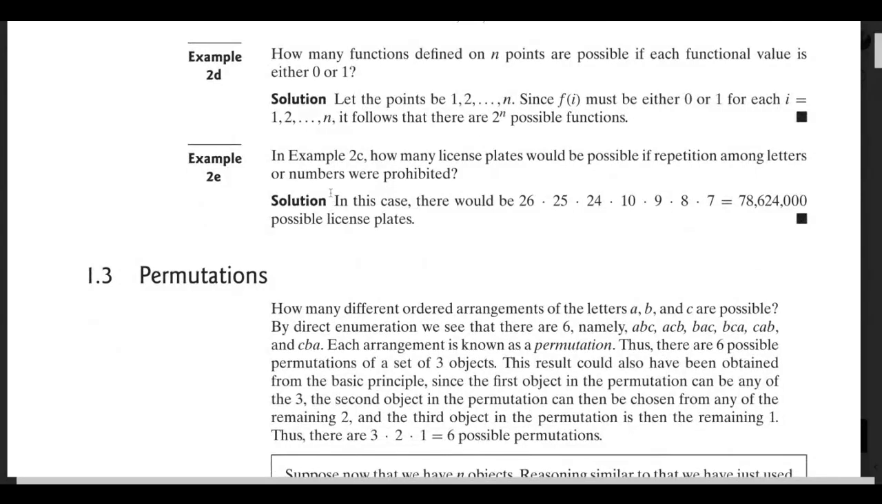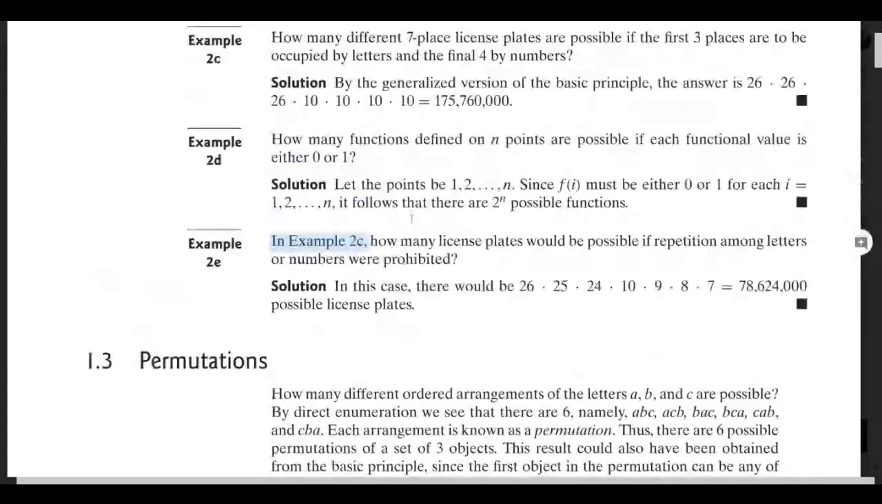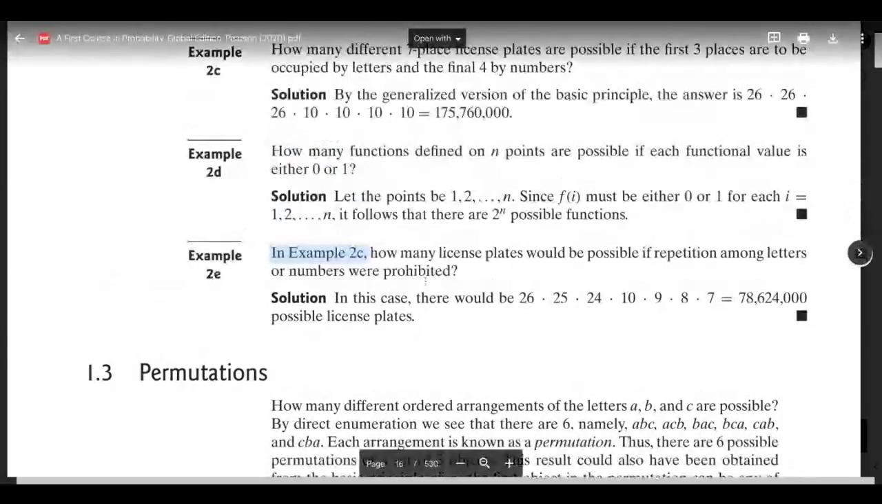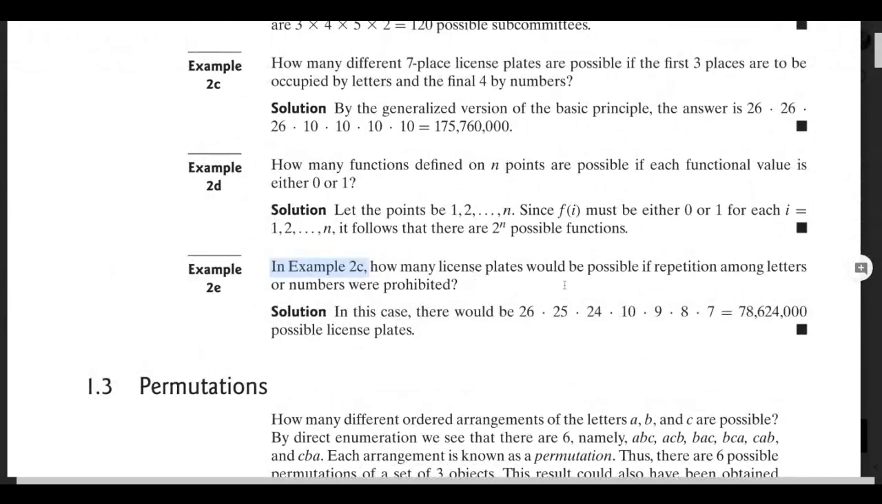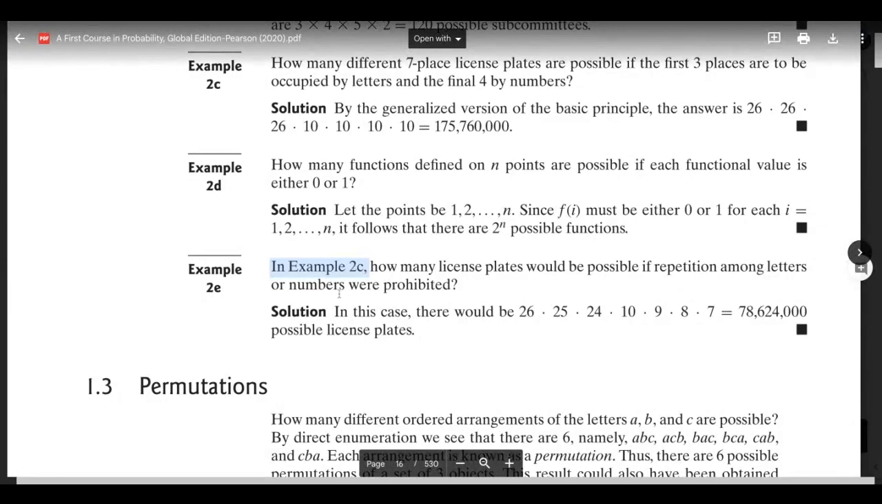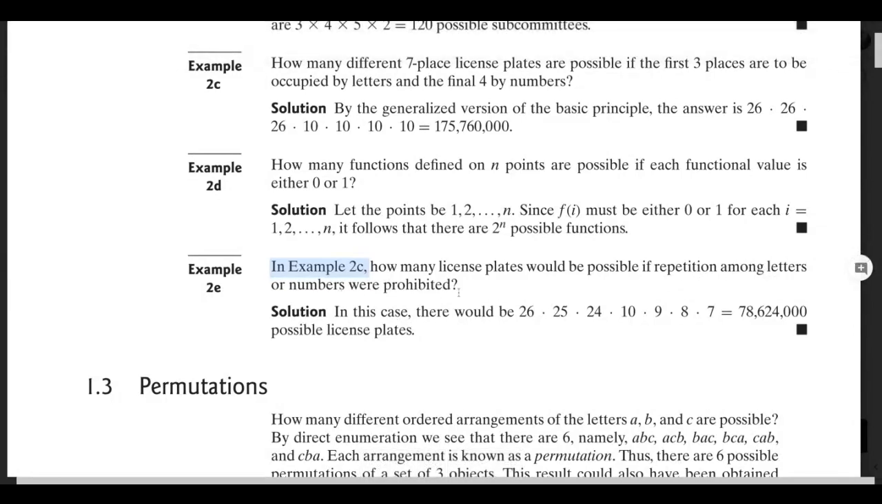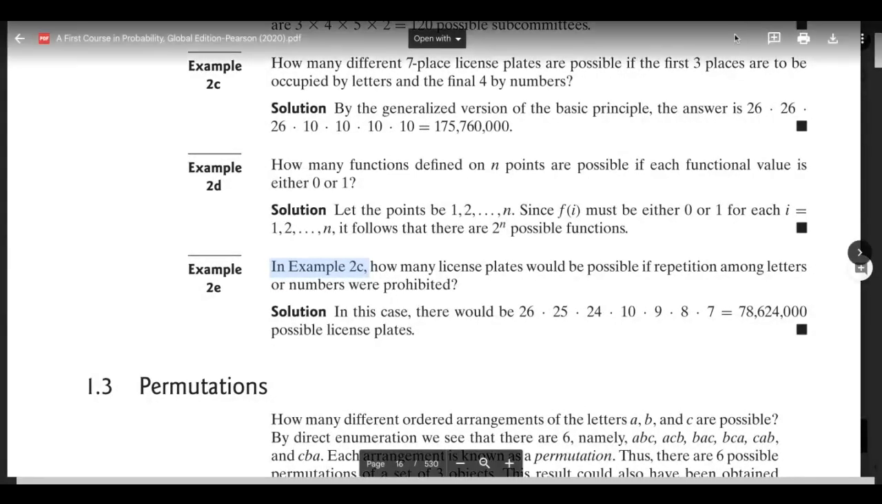Let's see this one. Example 2C is this one, the license plates. How many license plates would be possible if repetition among letters or numbers were prohibited? That means we cannot repeat the letter, we cannot repeat, so it's different from this now.